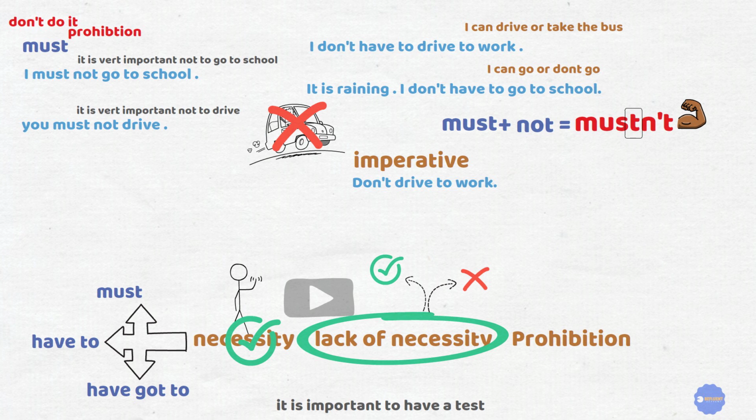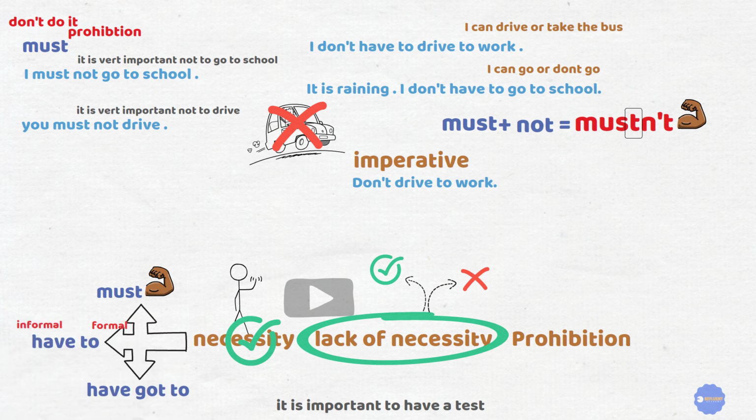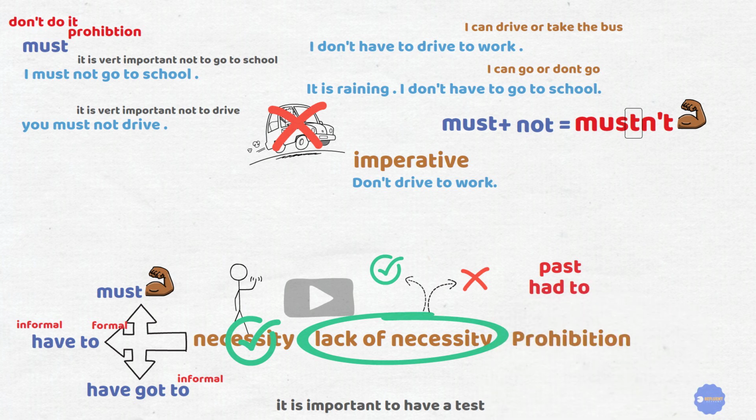So to conclude, we can express necessity in English using have to, must, and have got to. Must is the strongest. Have to is used in both formal and informal English, while have got to is informal and used primarily in spoken English. To express necessity in the past, we can use had to, because there is no form of must for the past. To express lack of necessity, we can use don't have to or doesn't have to. To express prohibition, we can use mustn't or imperative.